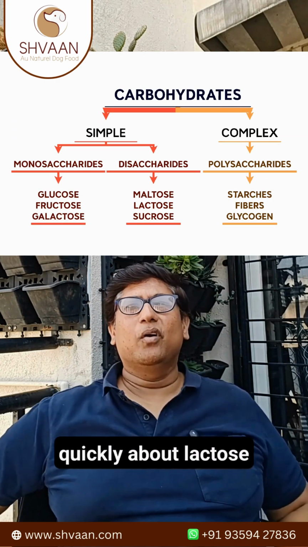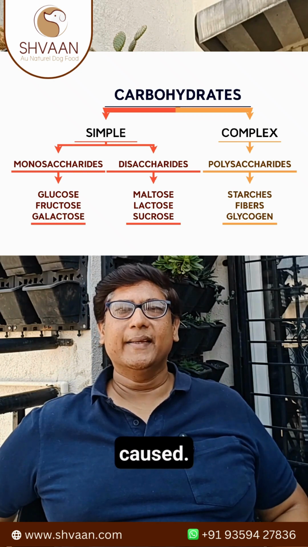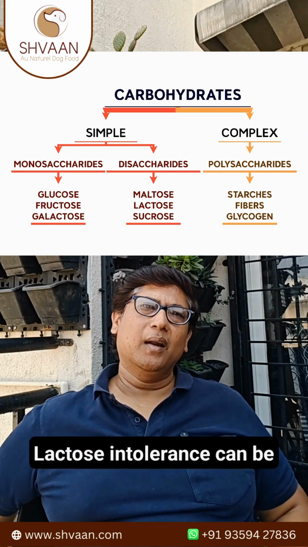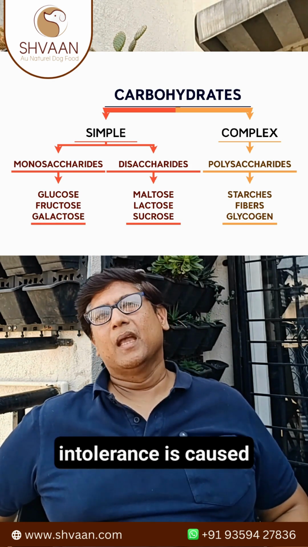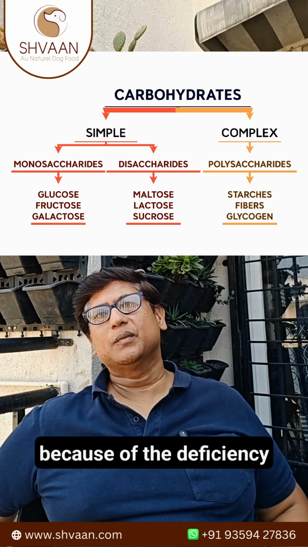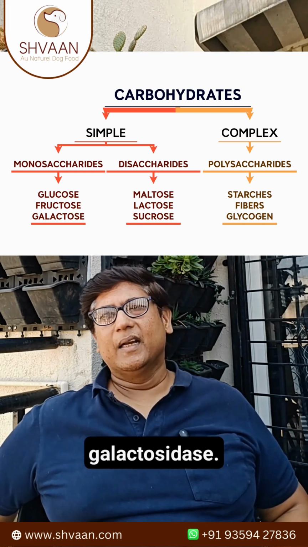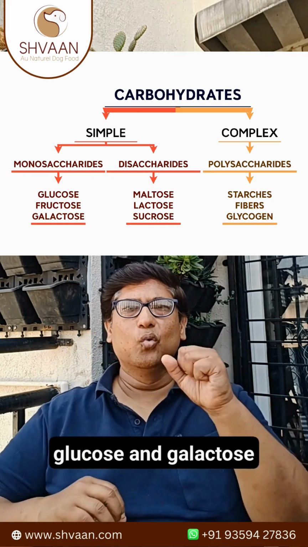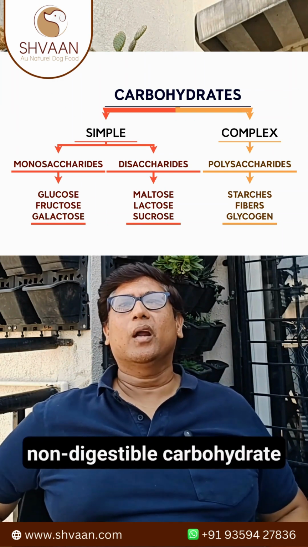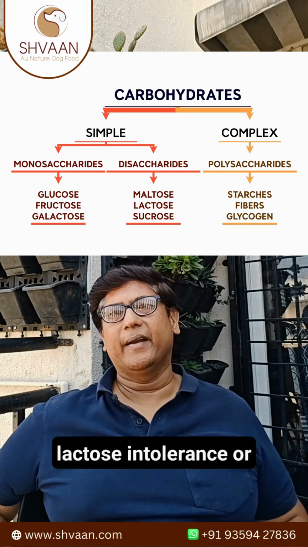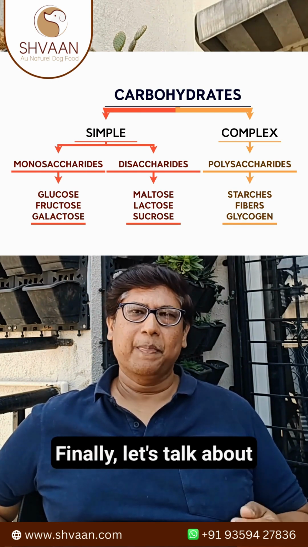So, while we are on the topic of lactose, let's quickly talk about lactose intolerance and why it is caused. See, lactose intolerance can be seen in a lot of mammals, including adult pets. Lactose intolerance is caused because of the deficiency of something called beta-galactosidase. Now, this deficiency prevents the glucose and galactose molecules from separating, which makes that particular carbohydrate a non-digestible carbohydrate, and that's what causes lactose intolerance or lactose problems in pets.